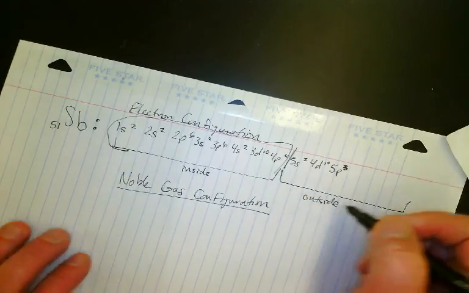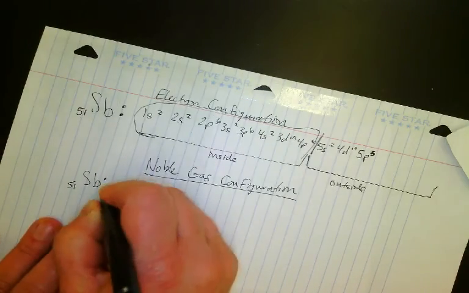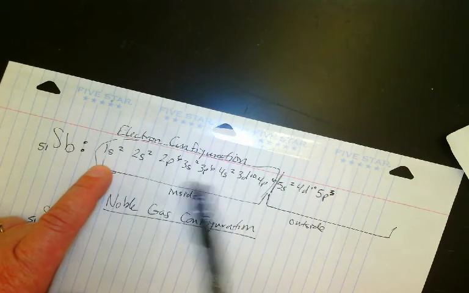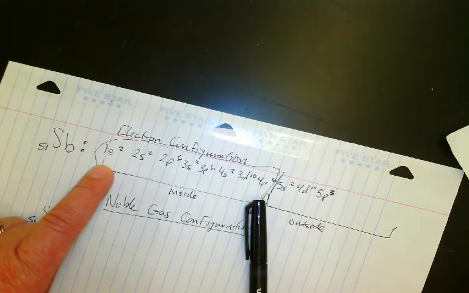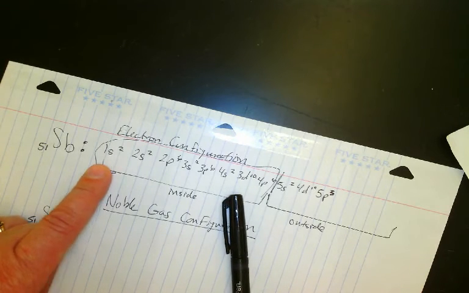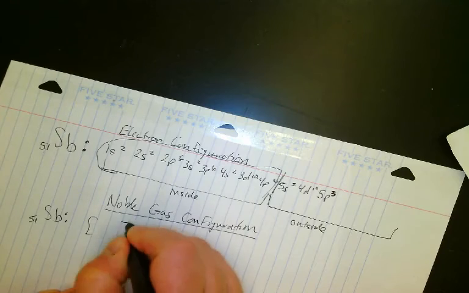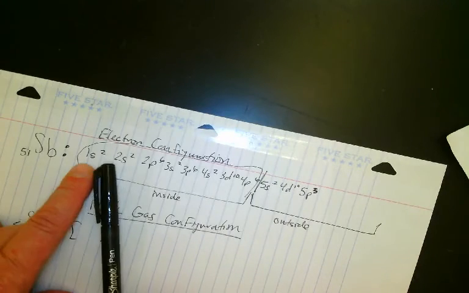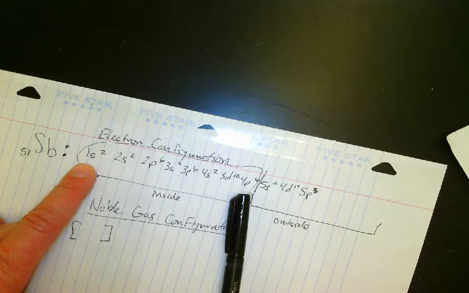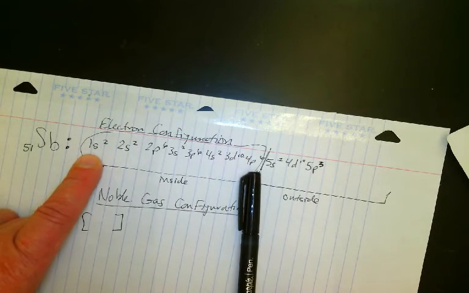Okay? So with the noble gas configuration, I'm going to take all of my inside electrons and put them in brackets. So I'm going to put a bracket here, and I'm going to look up and see what element this is the electron configuration for. So can you tell me what element this is the electron configuration for?